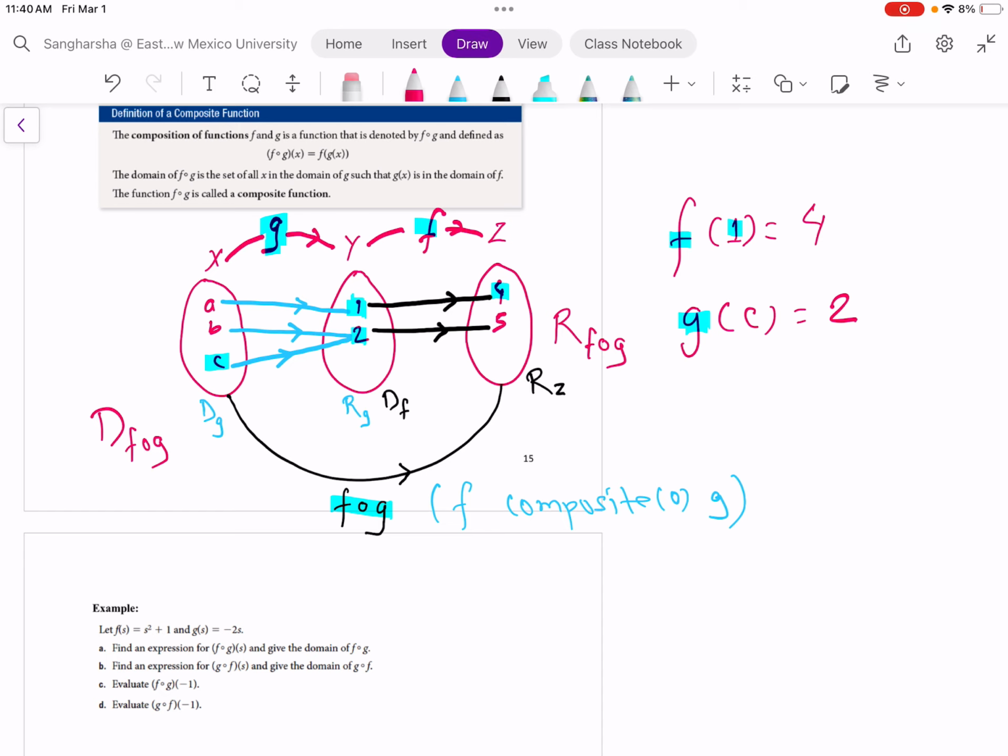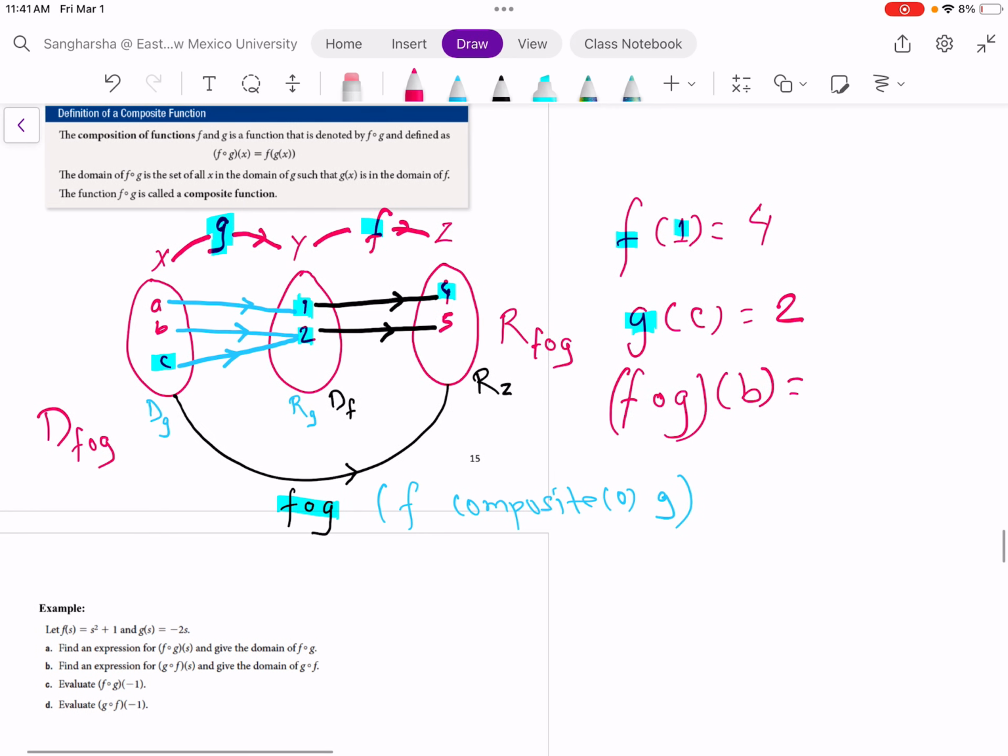Colton, what is f composite g of b? 5. Let's find out. Here, this is our f composite g function, which is from set x to set g. Our input is b, so this is the input. If we follow, 5 is the output. That's right. So 5.